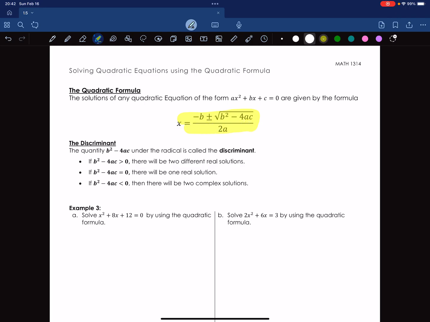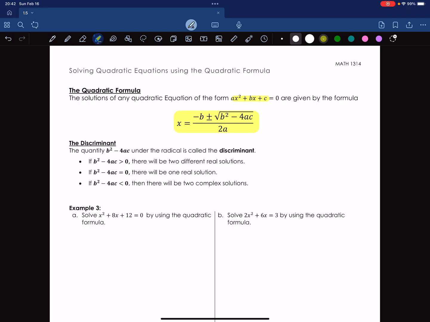-b plus or minus the square root of b squared minus 4ac, all over 2a. So it's important that you're able to identify a, b, and c from this equation right here. A is with the x squared term, b is with the x, c is with itself, the constant.